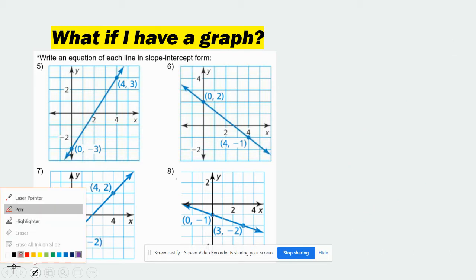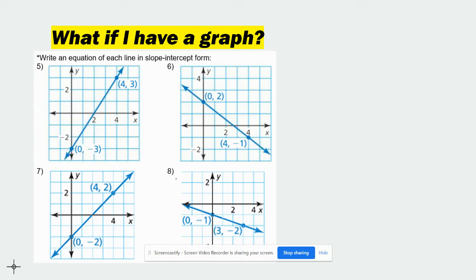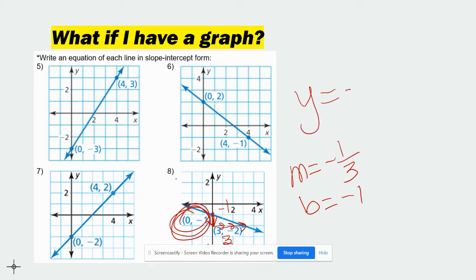Number 8, if I again go with using the graph to find my slope, I'm going down 1, and 1, 2, 3 to the right. So our slope is negative 1 over 3. Our y-intercept they gave us over here at negative 1. So y is equal to negative 1/3 x minus 1.